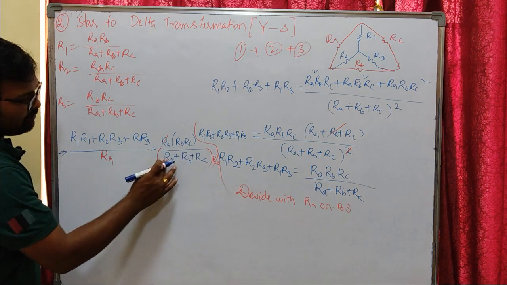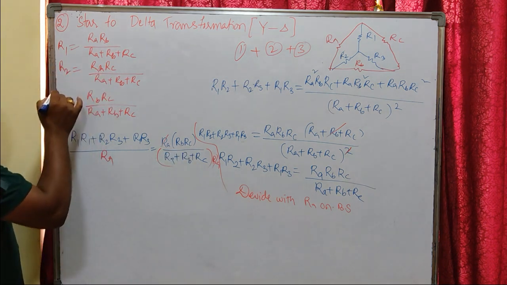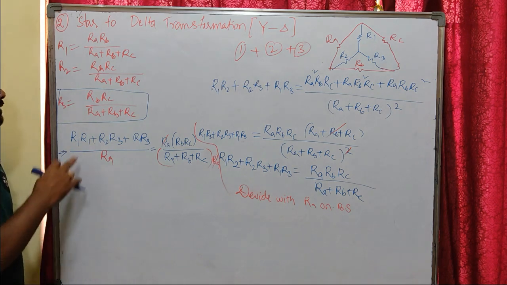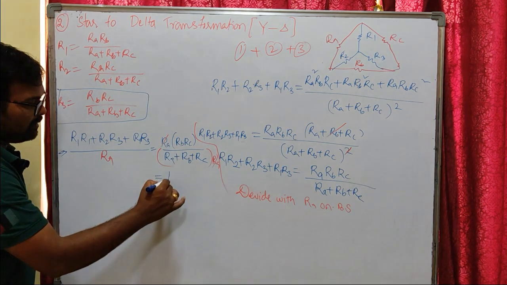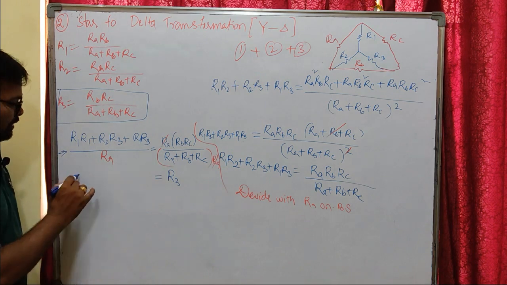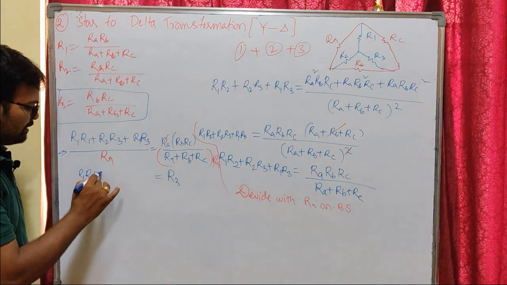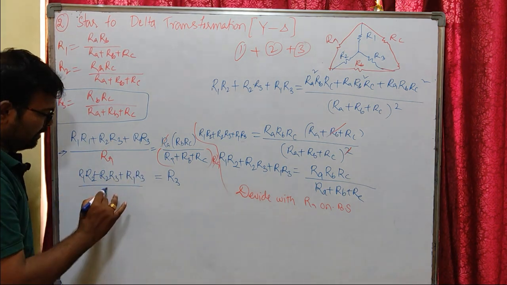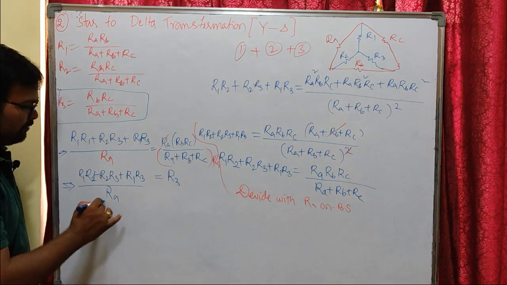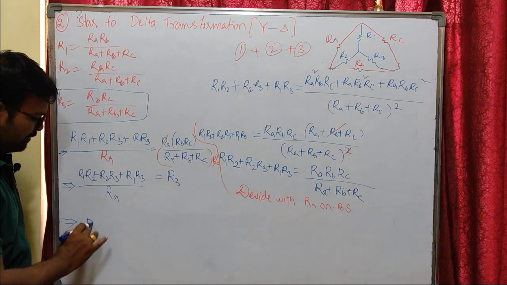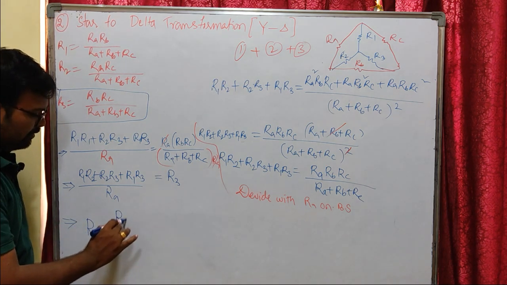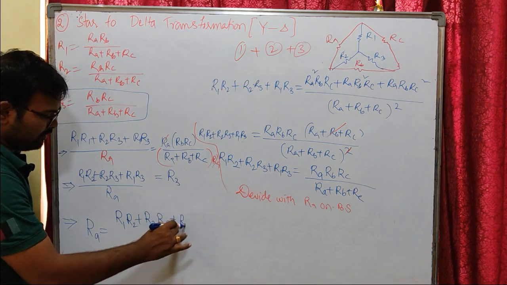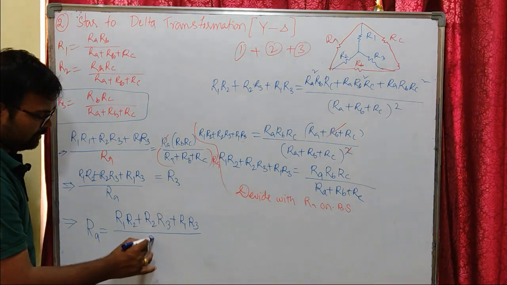I am going to be left with RB RC by RA plus RB plus RC. So I can replace RB RC by RA plus RB plus RC with R3 here. In terms of this expression, I am going to replace with R3. So that will be R1 R2 plus R2 R3 plus R1 R3 by RA equal to R3. If I shift this to the other side, RA will become R1 R2 plus R2 R3 plus R1 R3 whole by R3.